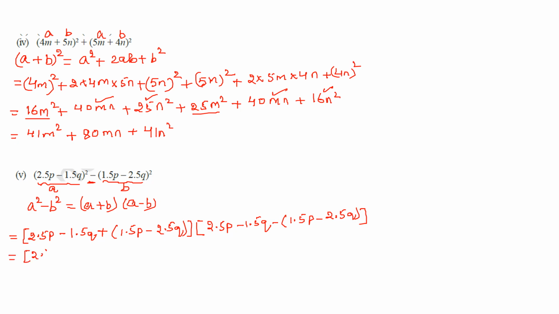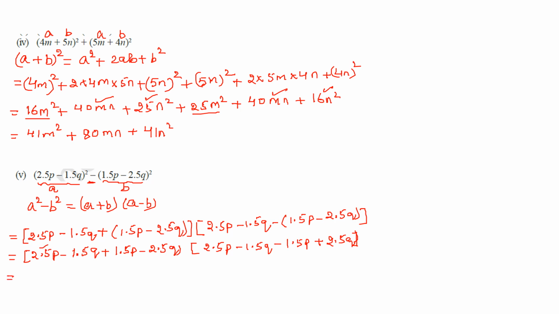So 2.5p minus 1.5q plus 1.5p minus 2.5q. And here it will be 2.5p minus 1.5q. Now before the bracket there is a minus sign, so the sign will change. So it will be minus 1.5p plus 2.5q. Now you have to group the like terms.